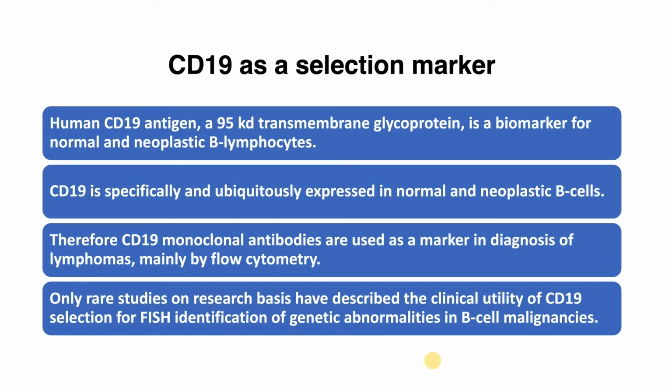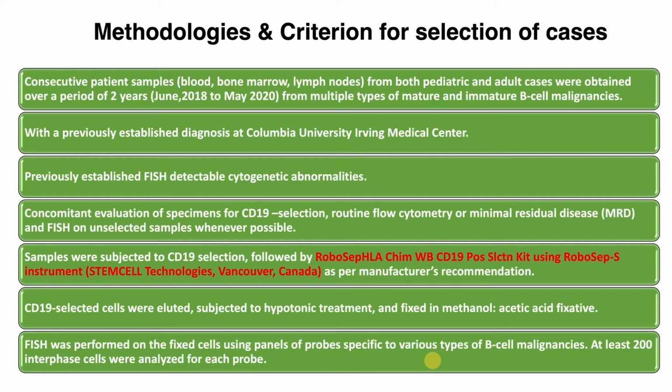The basis for CD19 selection is that it is a 95 kilodalton transmembrane glycoprotein specific to normal and neoplastic B lymphocytes. It is ubiquitously expressed in neoplastic B cells, used in the diagnosis of B-cell malignancies mainly by flow cytometry. Its use in identifying cytogenetic abnormalities in B-cell malignancies is lacking.